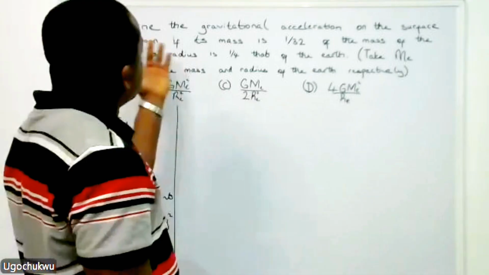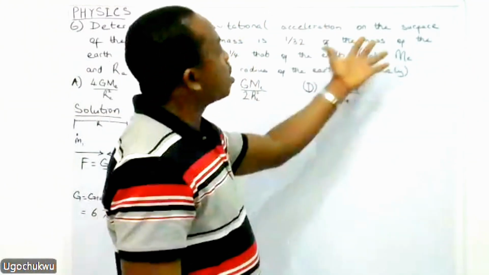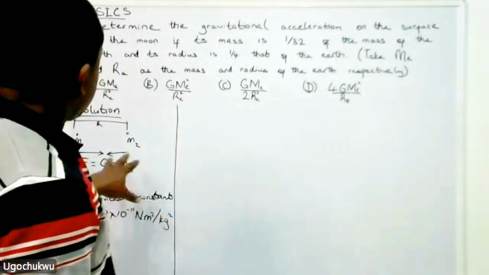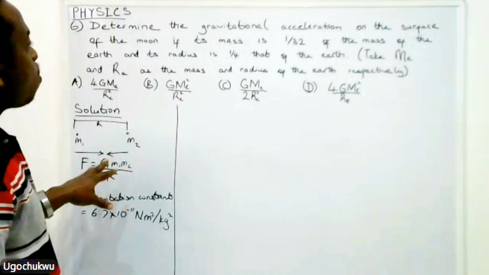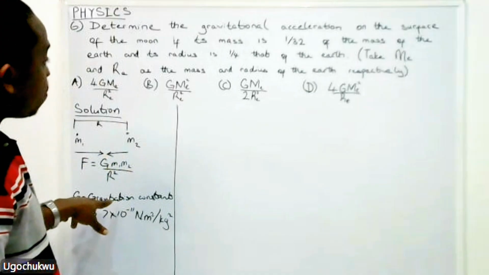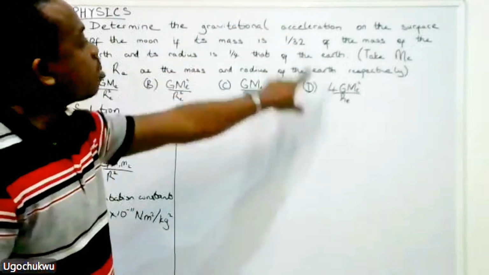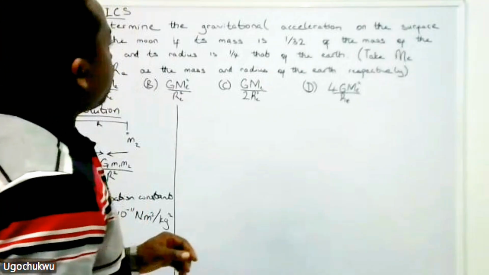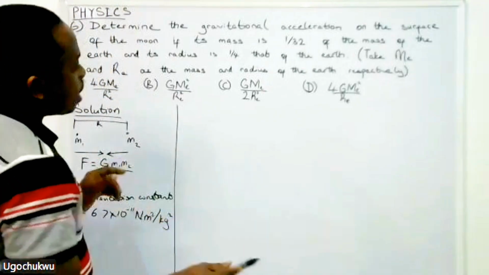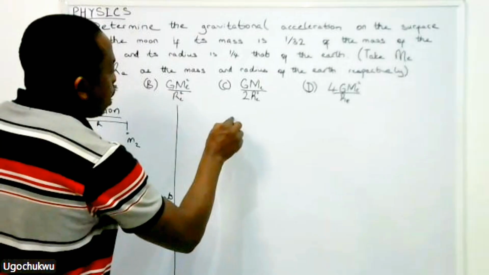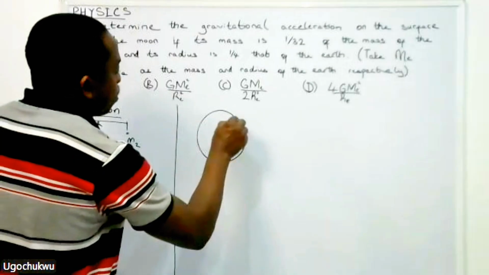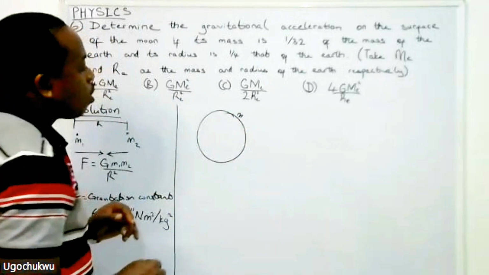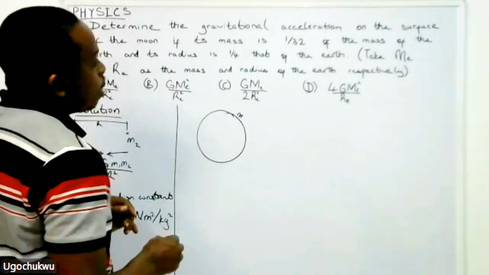But our problem is asking us to find the gravitational acceleration on the surface of the moon. So we can use Newton's law to form a relation between the gravitational constant and gravitational acceleration. So how are we going to do it? Now, let's assume a mass m on the surface of the Earth.